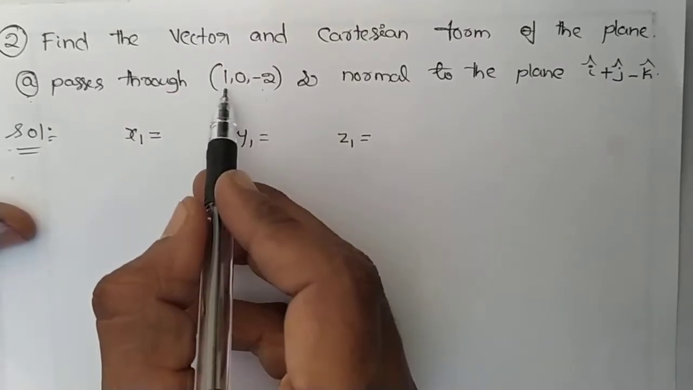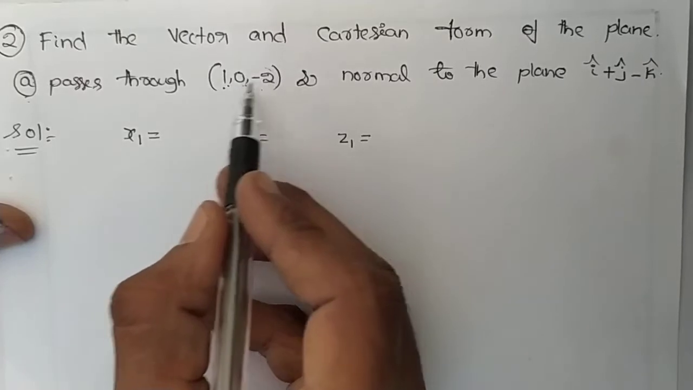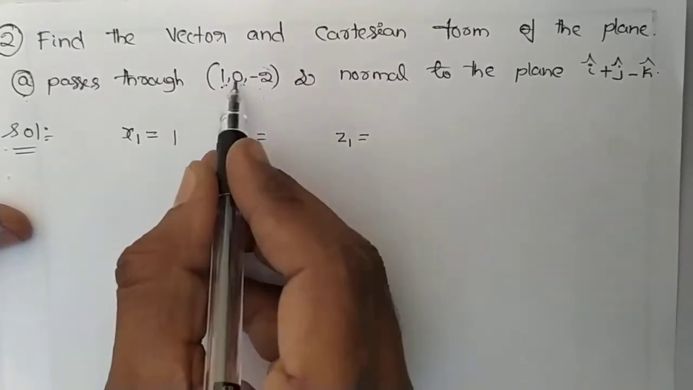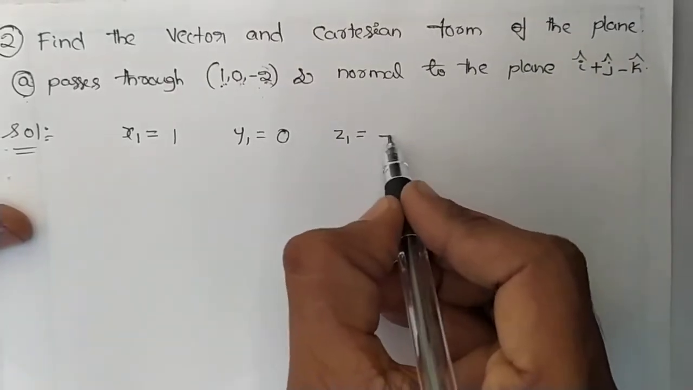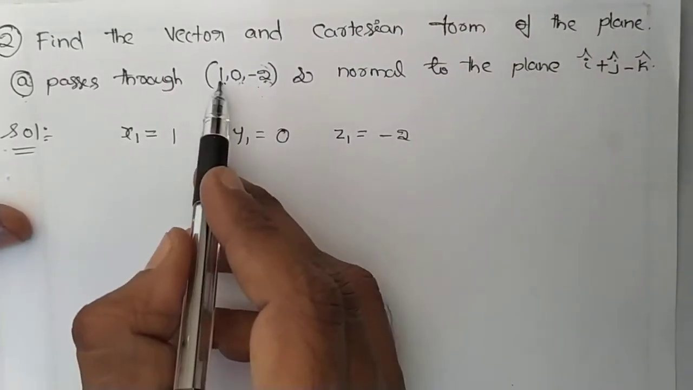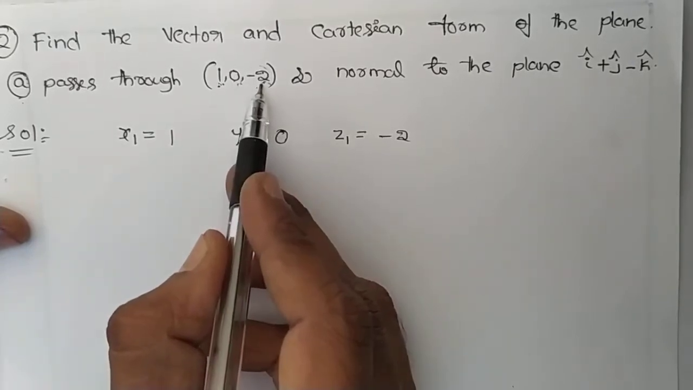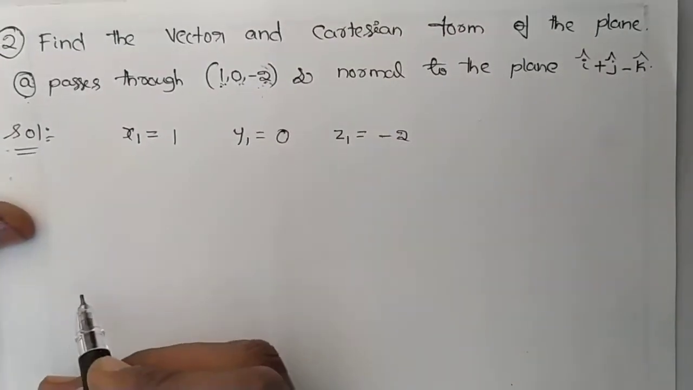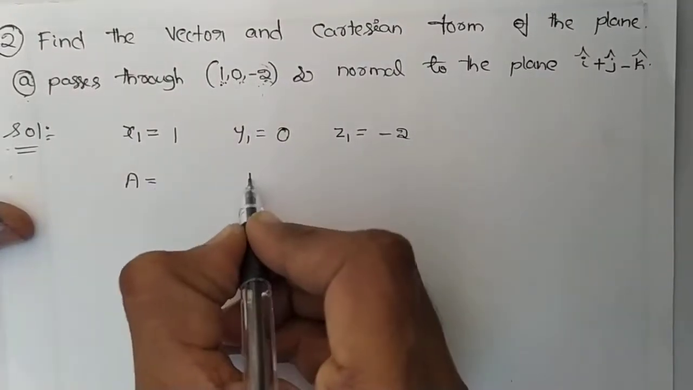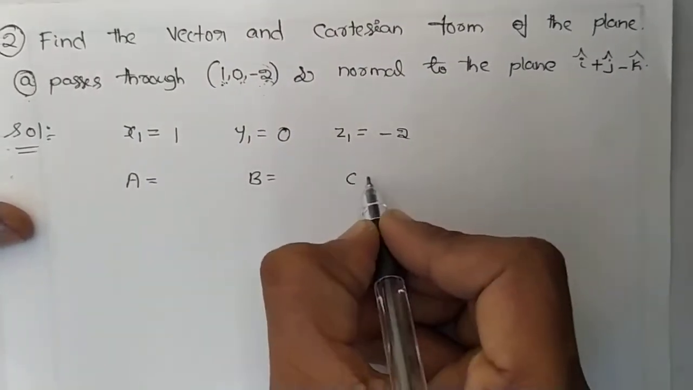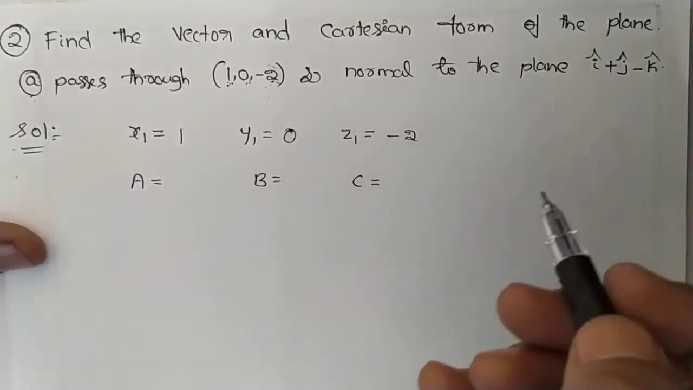The equation of a plane passing through the point 1, 0, minus 2. This will be the point x1, y1, z1. x1 is 1, y1 is 0, z1 is minus 2. That's it. Next, we have to identify a, b and c.